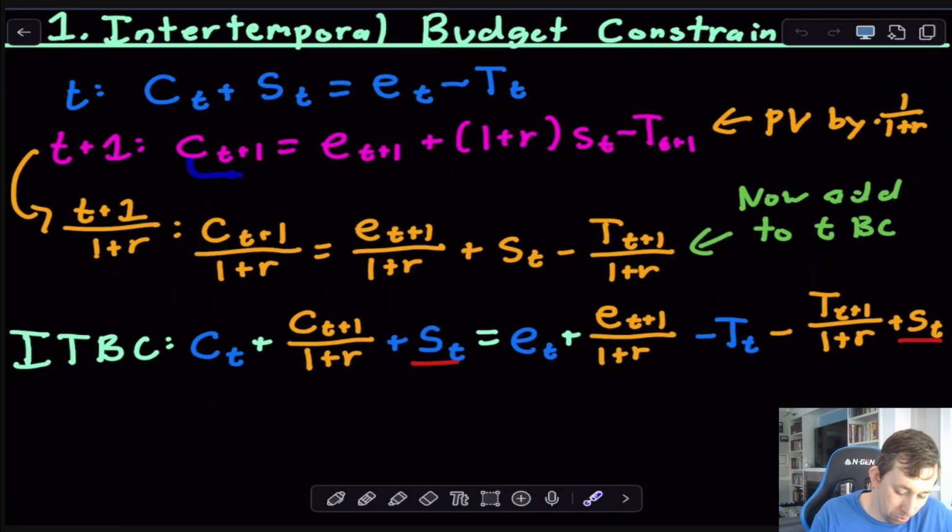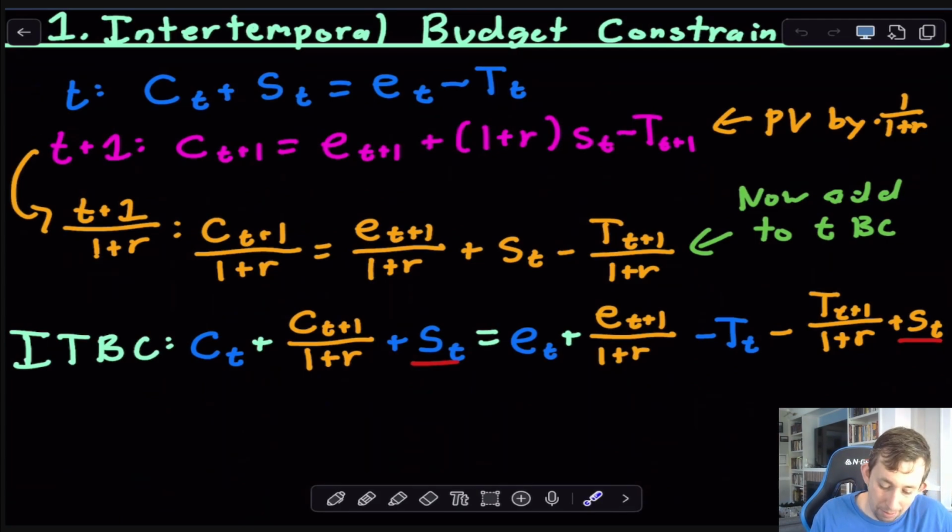Now, in period T plus 1, there is no period T plus 2, so we're not going to have any savings from T plus 1 into T plus 2. So we're just going to eat whatever's left. What's left? Well, it's the amount of coconuts that showed up in his box in period T plus 1, minus the taxes he had to pay on those coconuts, plus 1 plus R times whatever he saved or borrowed in the last period. Now, how are we going to add these two things together?